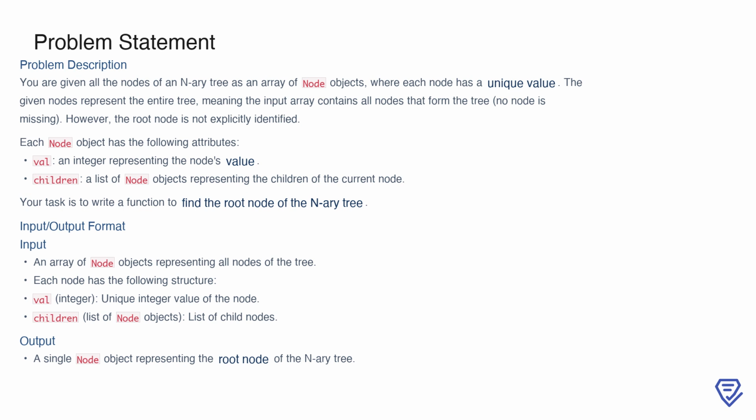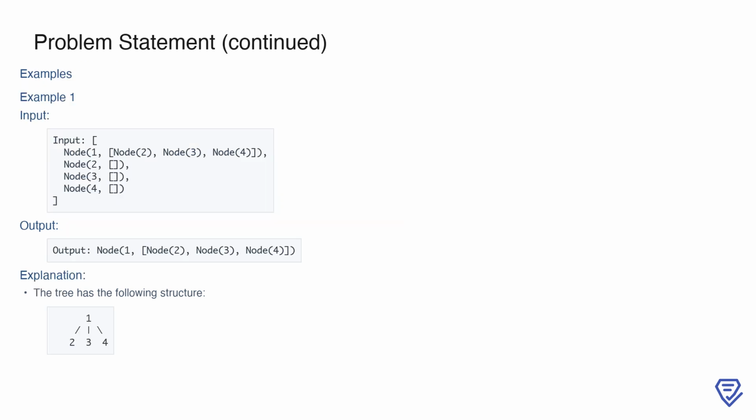Your goal is to write a function that can determine which node in this array is the root of the tree. The input will be the array of these nodes, and the output will be the root node object itself. To make this clearer, let's look at an example.